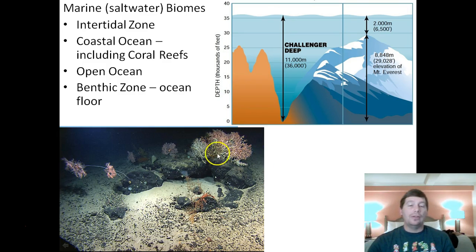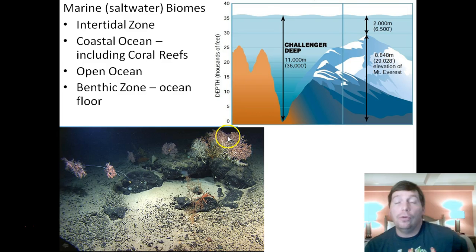That you find things like corals and so forth that can live at the very bottom of the ocean, which is the benthic zone. So our four marine biomes, we've got the intertidal zone, the area that gets flooded twice a day. We've got the coastal ocean, right close to land, where the ocean is still shallow. We have the open ocean, which is out in the deep part of the oceans where not many things live. And then finally we have the benthic zone, which is the absolute floor of the ocean.